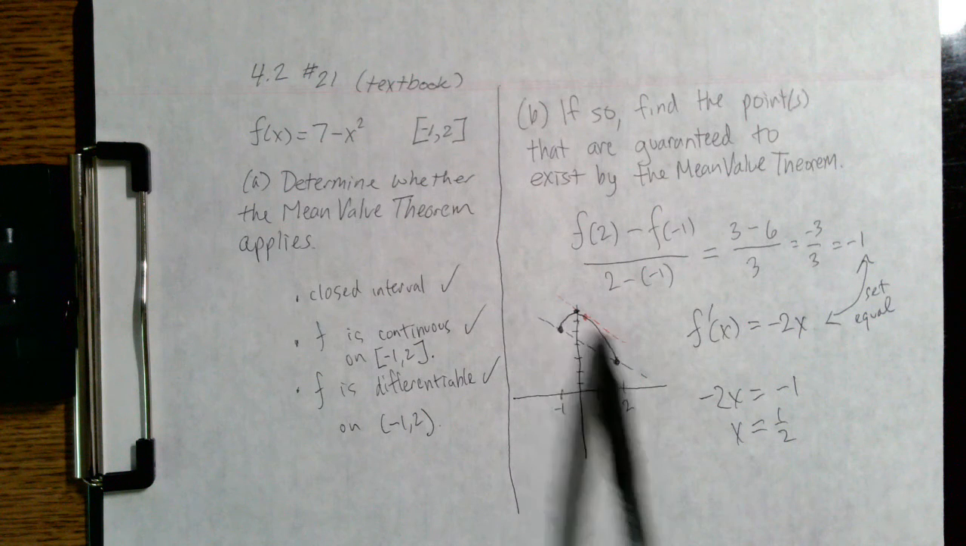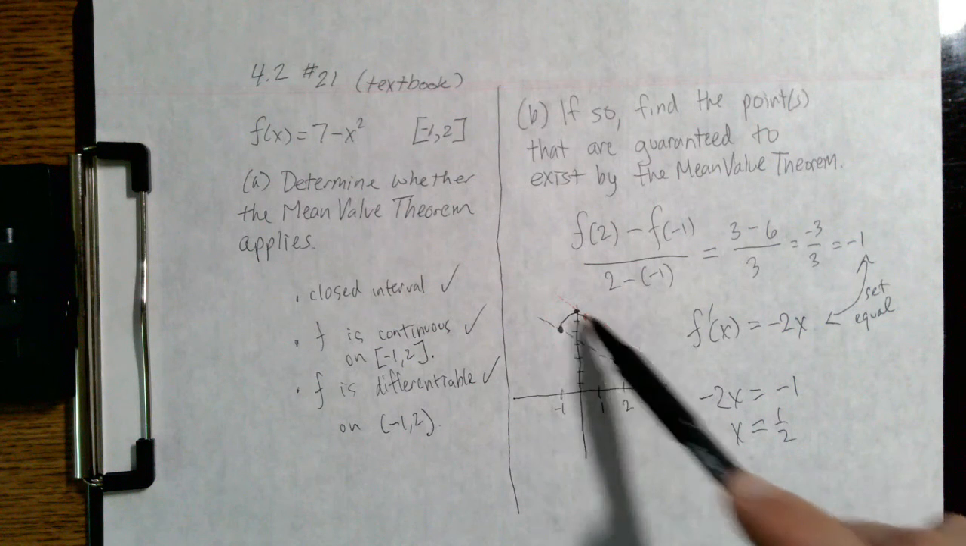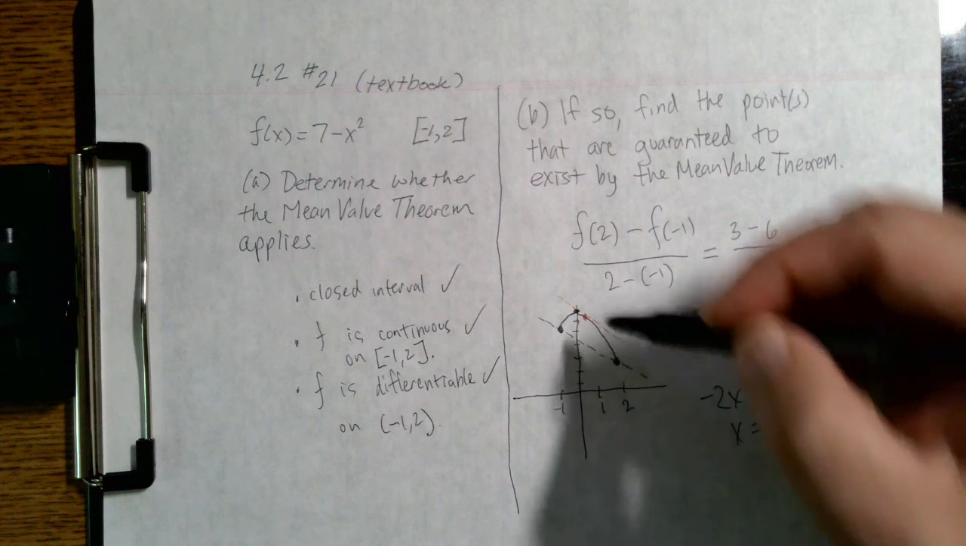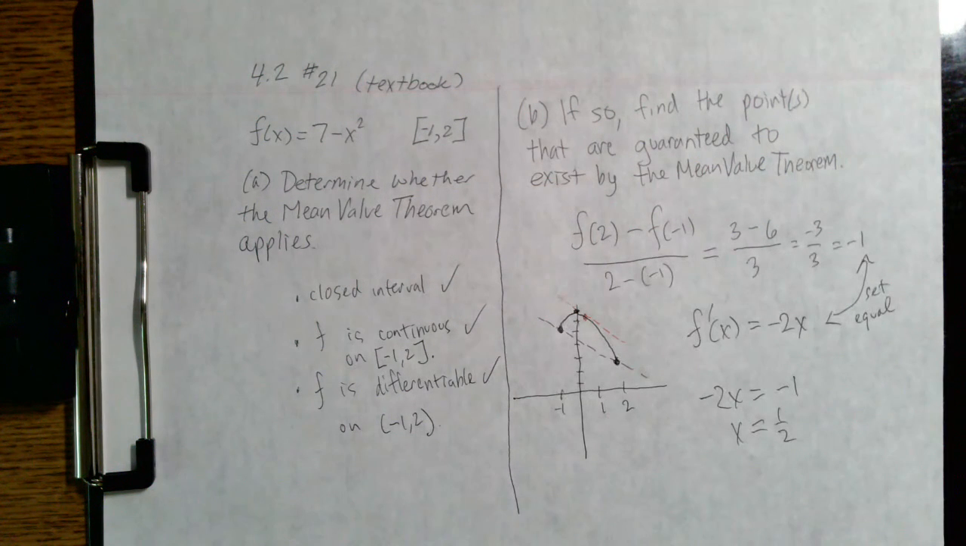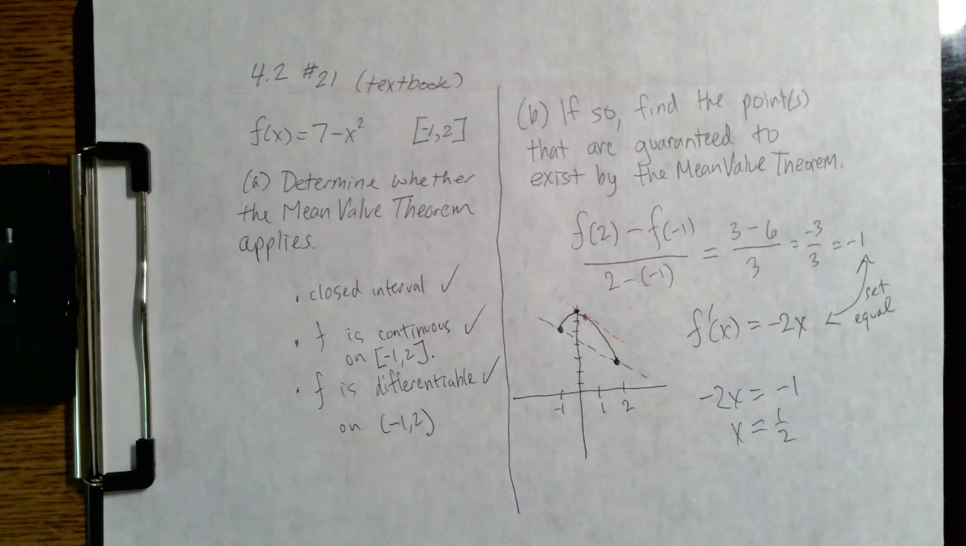And so that's what I have here in red: the tangent line through the function at 1/2 will have the same slope as the secant line that we found here. Okay. Now, in some examples, that might occur at more than one place. Okay, in this example, there's one place where that happens, and it's 1/2.